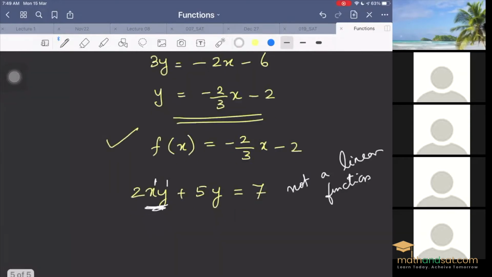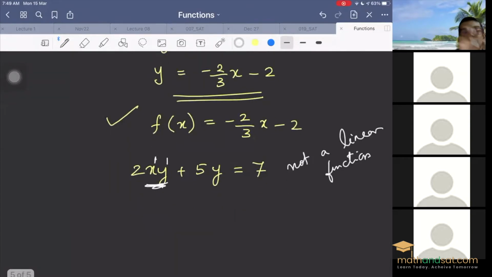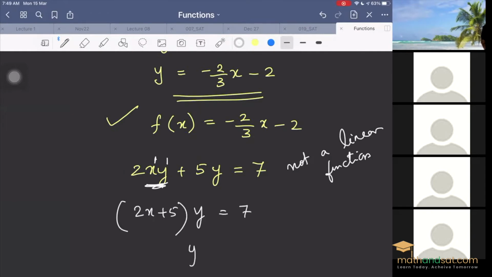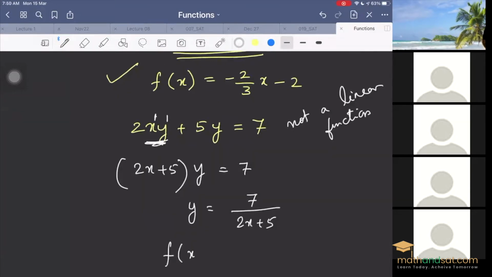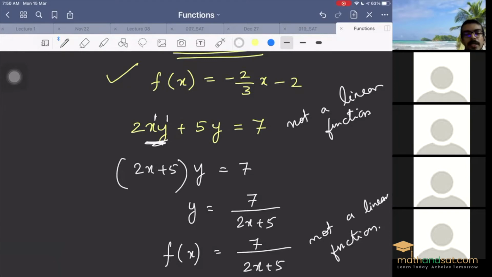Or you can try to find the input-output relationship. So you take y outside, so this becomes y times 2x plus 5 is equal to 7. Your y comes out as 7 over 2x plus 5. So your f of x is 7 over 2x plus 5. So from this case also you can say that this is not a linear function.